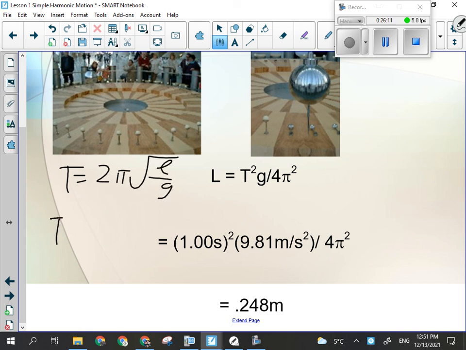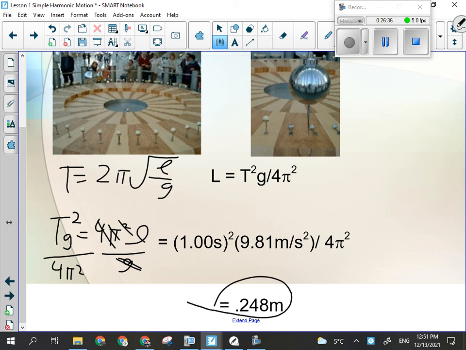So first we square everything: T squared equals 4 pi squared times L over g. Then to get L by itself, I multiply both sides by g and divide both sides by 4 pi squared. That'll leave me with L. So that'll be 1 second squared, which is still 1, multiplied by 9.81, and then divided by 4 times pi squared. That pendulum is just under 25 centimeters in length.